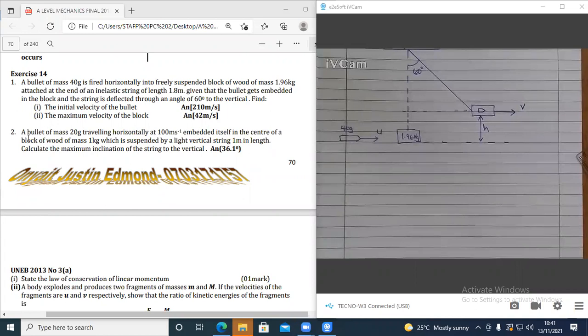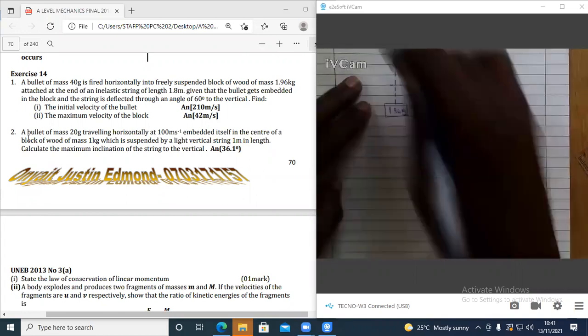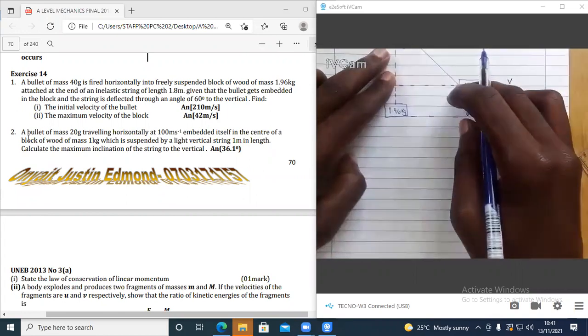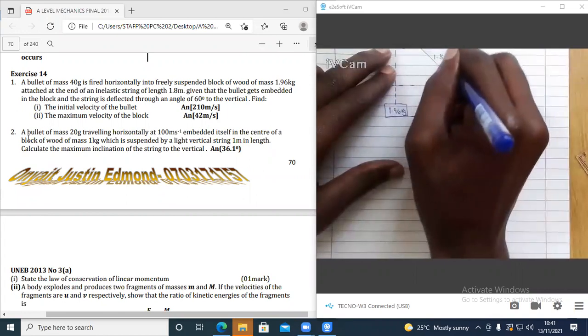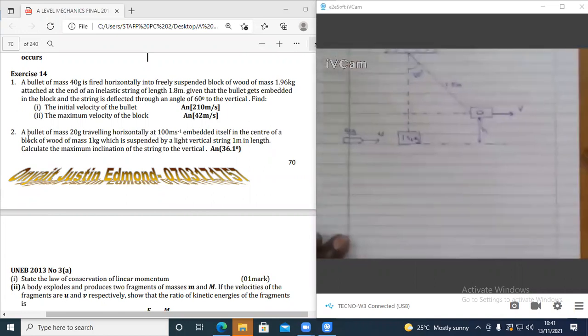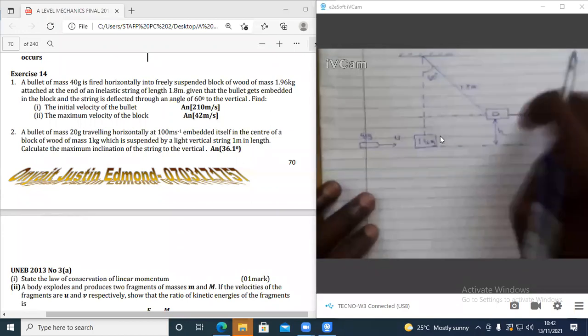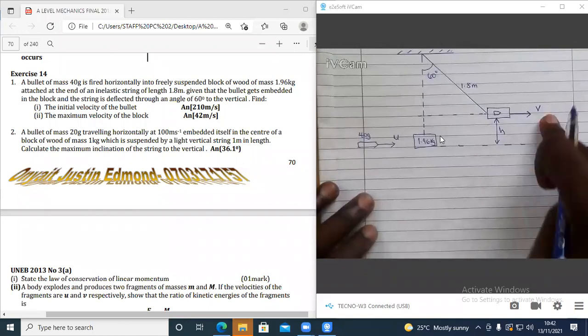Now, after giving that sketch, the rest we know how to handle. What is the length of the string? The length of the string was given to be 1.8 meters. Find the initial velocity of the bullet. But to find that, the first thing is to find the final velocity v.